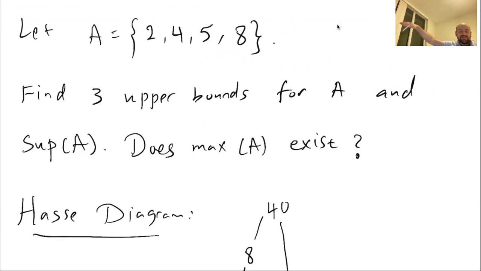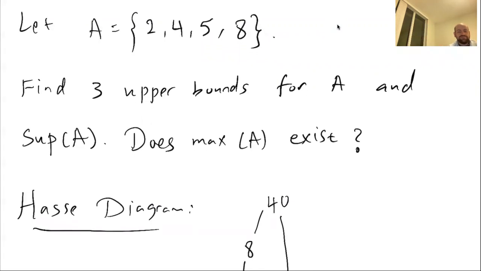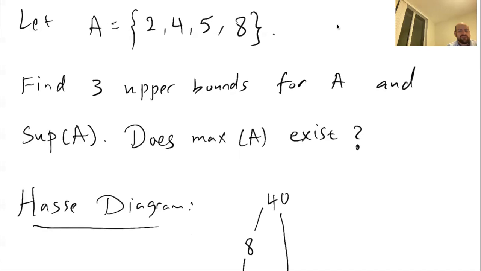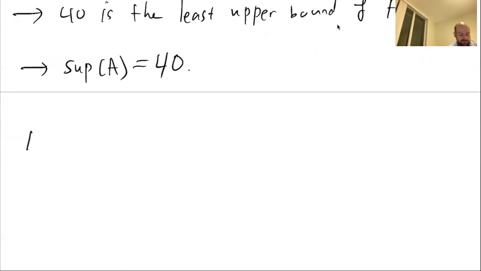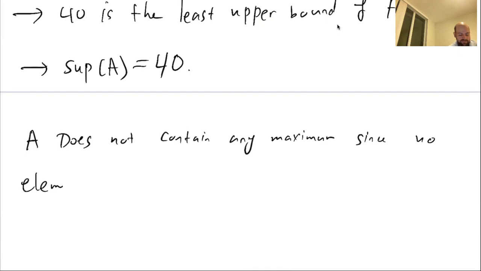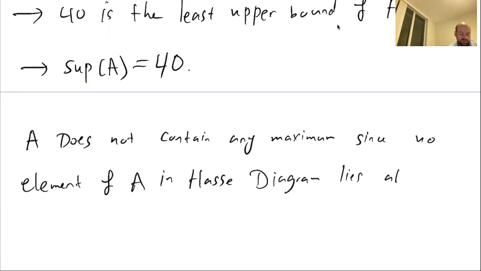But 40 is in S, not in A. If it's in S, not in A, it would not be considered a maximum. It would only be considered an upper bound. So 40 is an upper bound, but not a maximum, because it's not inside A. So A does not contain any maximum, since no element of A in the Hasse diagram lies above all other elements.